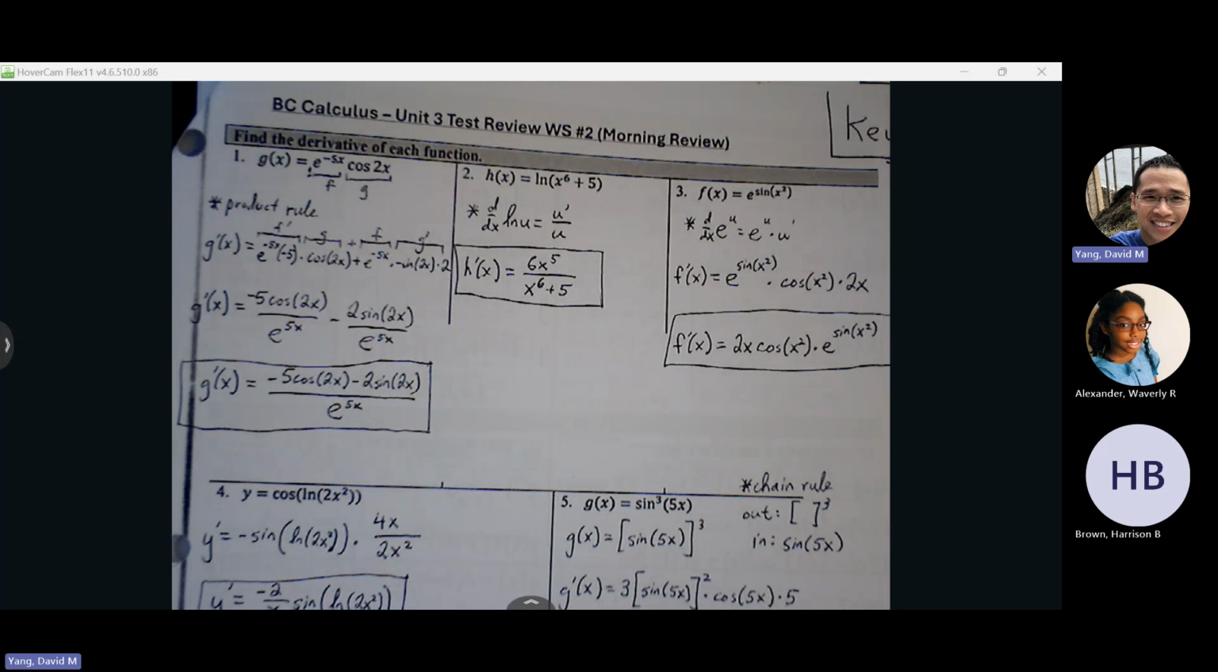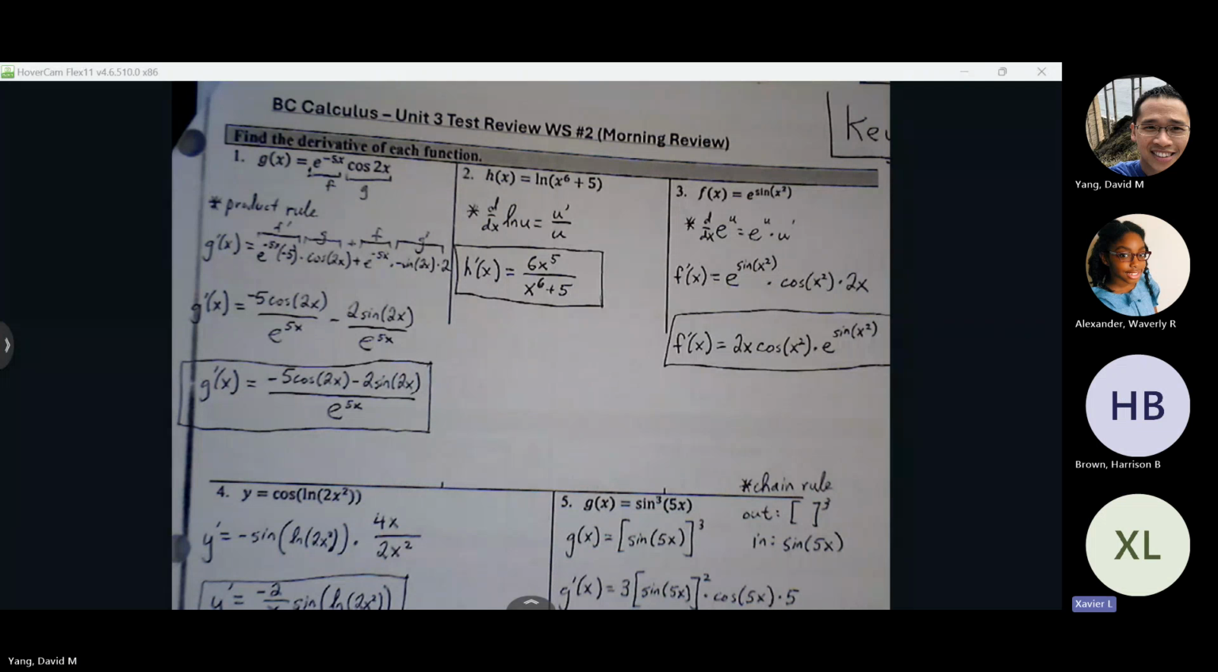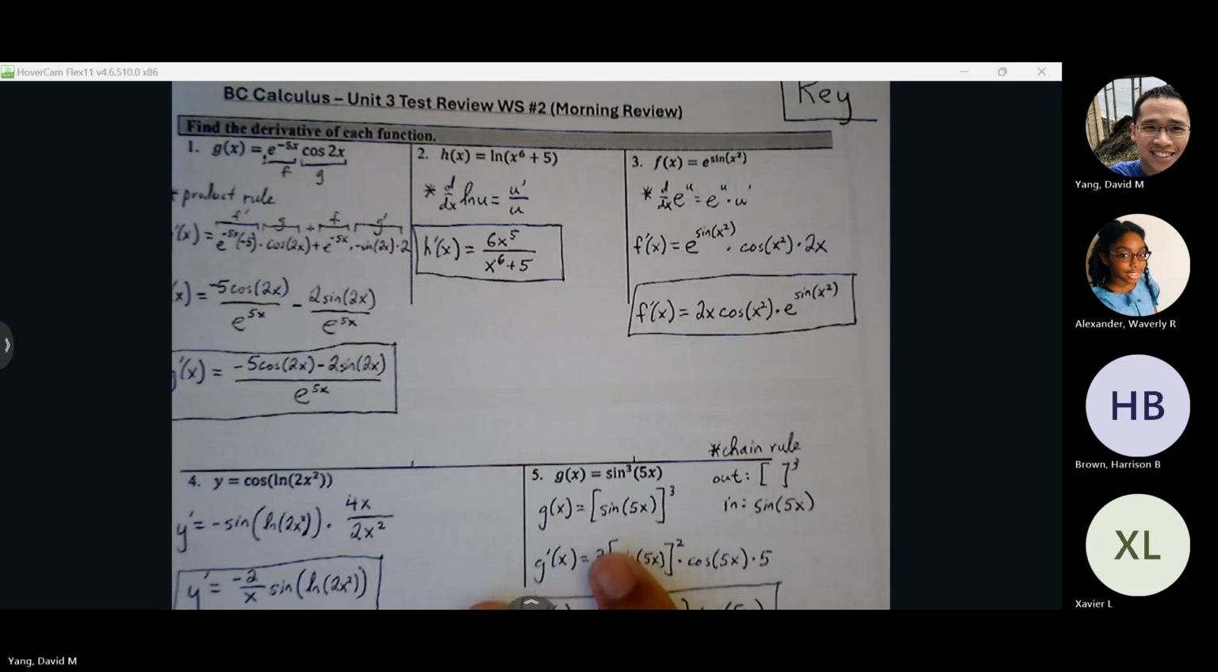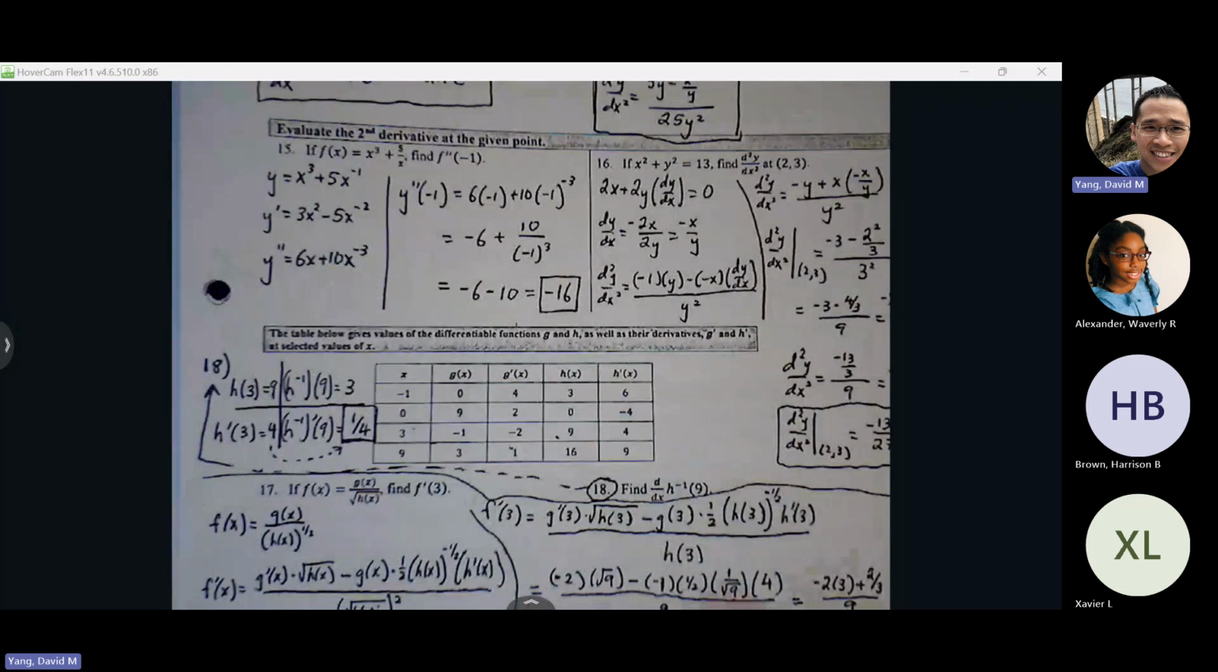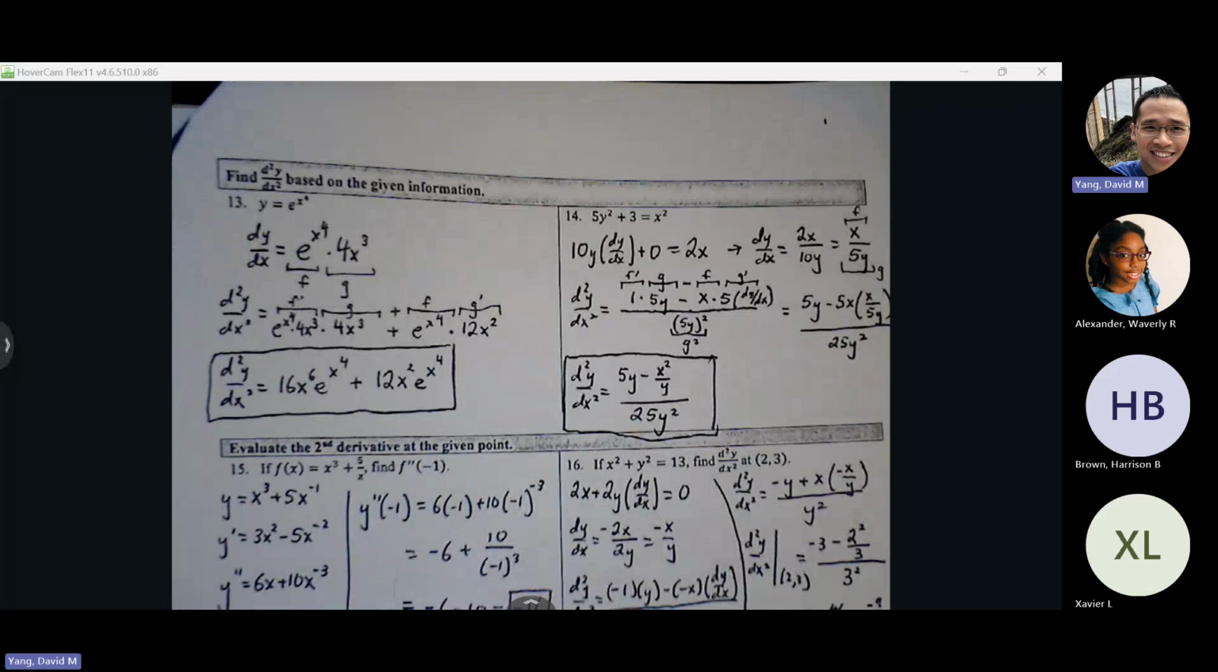Yeah, if you guys want to work through the morning review, or go through any problems you want me to go over, I can do that. Actually, on the test review, can you go over number 10? The morning review or the review we've been working on in class? The review we've been working on in class.